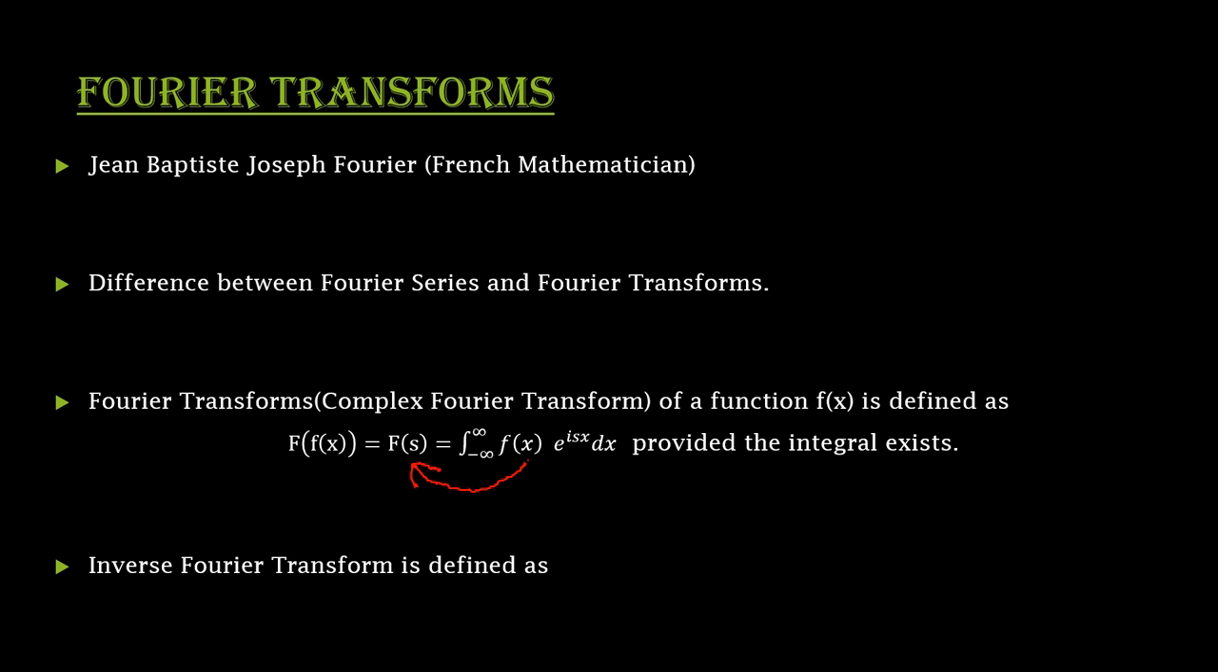Inverse Fourier transform is the reverse of it, and it is defined as F inverse of F of s is equal to 1 by 2 pi integration of F of s into e to the power minus isx ds, where the limits of the integration are from minus infinity to infinity. Where capital F of s over here indicates the Fourier transform acting on the function f of x.